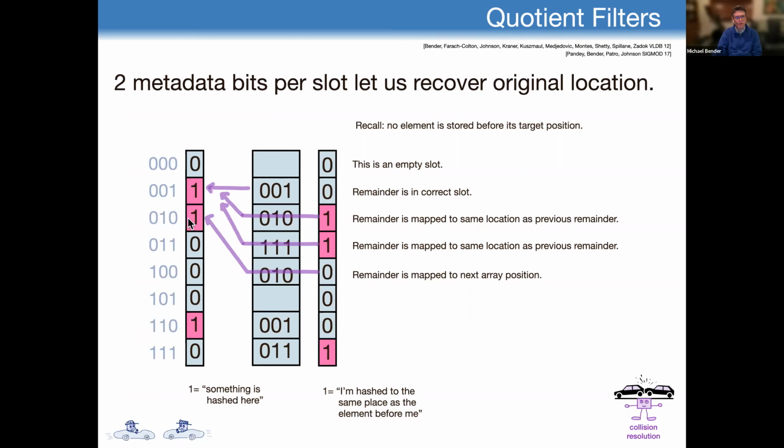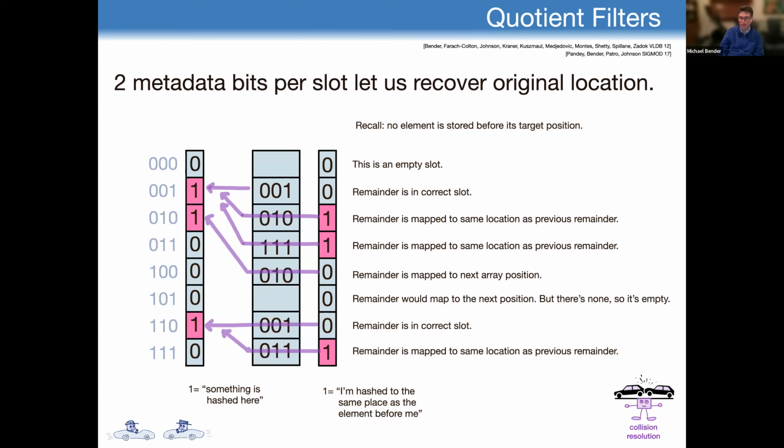And the next array position is this 1 there. And so therefore we know that 0, 1, 0 is mapped to the next 1 in this metadata array, and so forth. The remainder would map to the next position, but there is none and it's empty. And the reason why there is none is because no element is stored before its target position. And so this remainder is in the correct slot, and so forth. Remainders mapped to the same location as the previous. So the details don't matter, except that it's cool actually to do the example and see this actually work out.